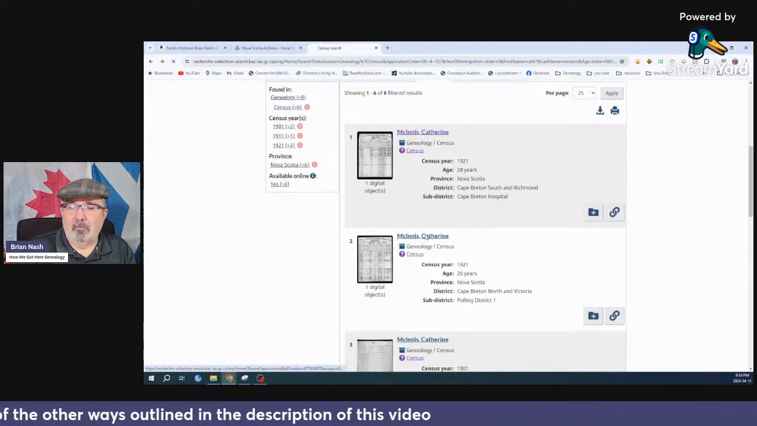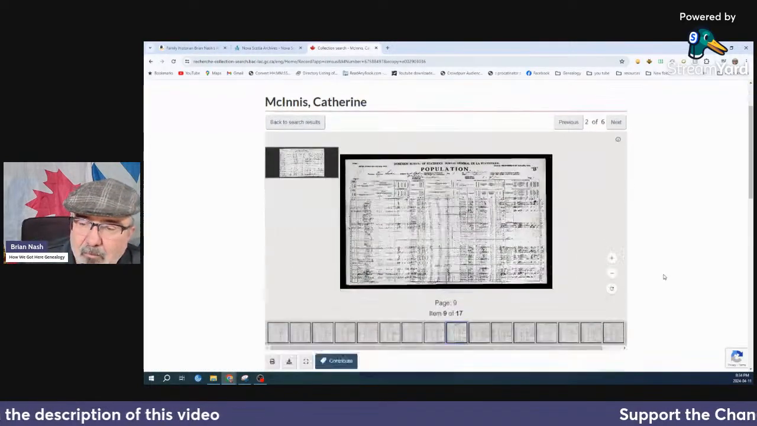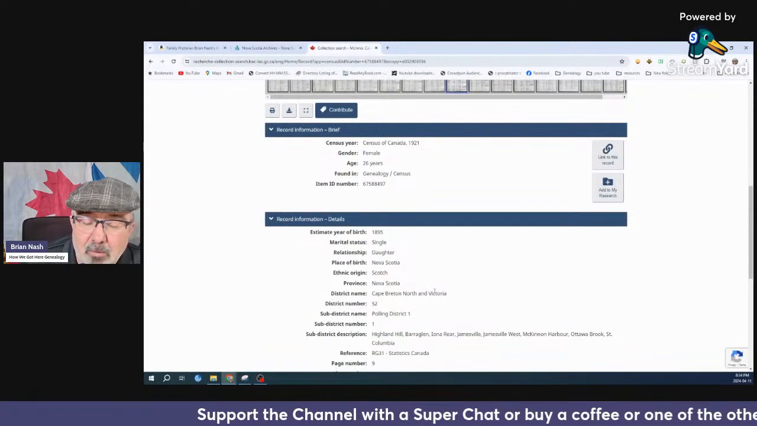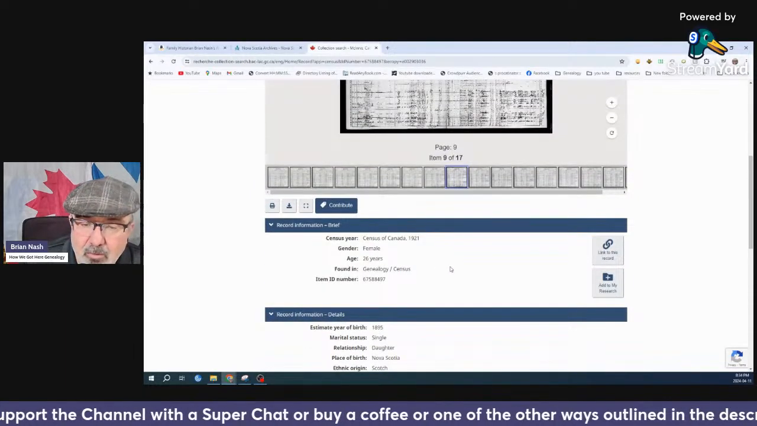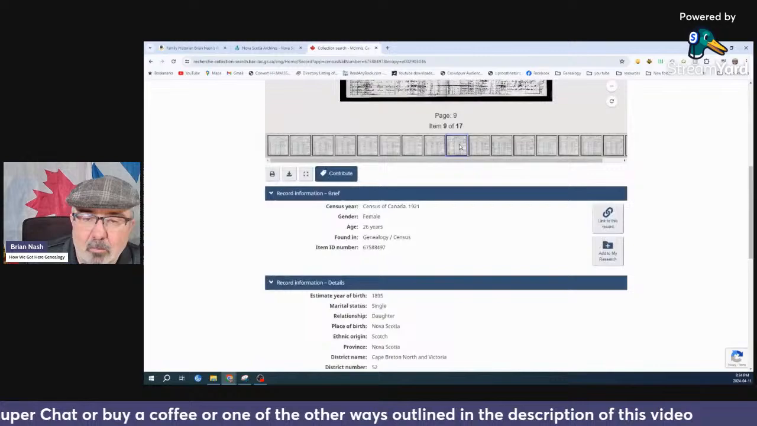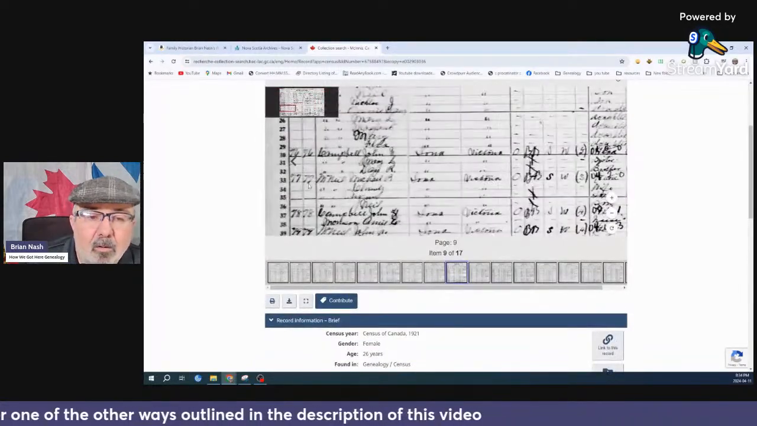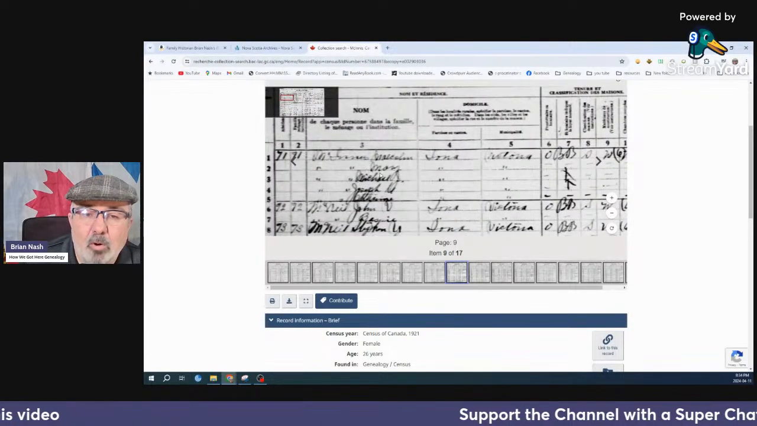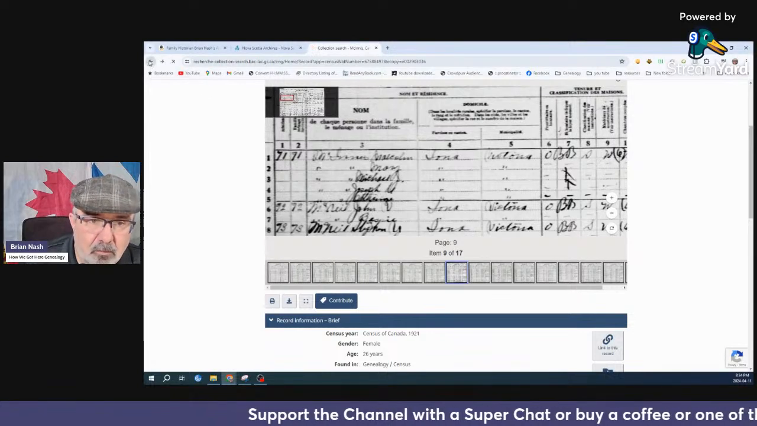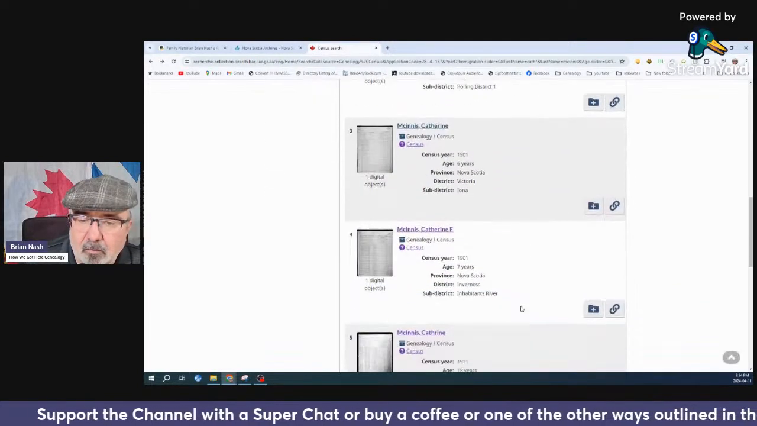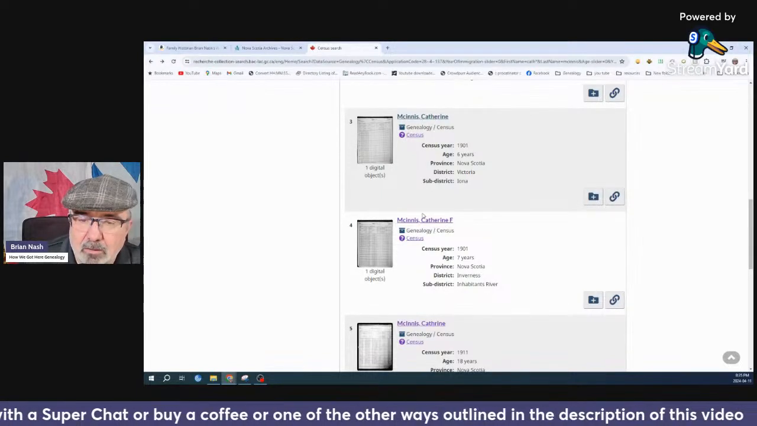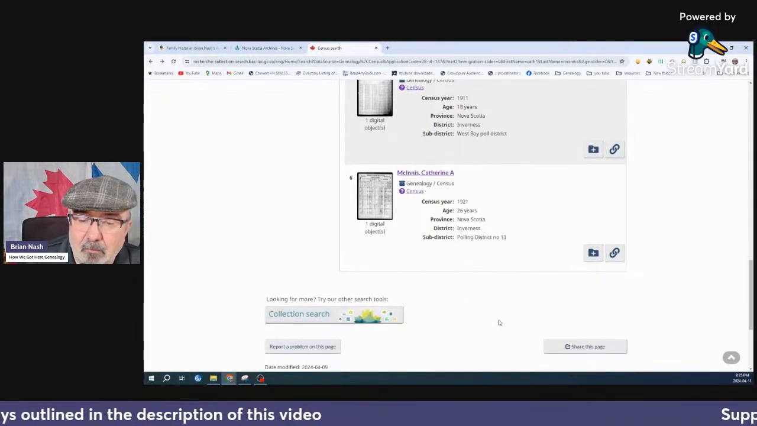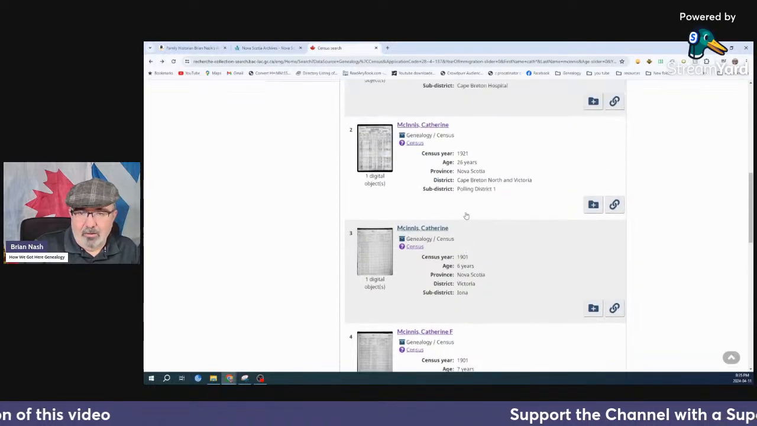Let's look at this one. So she's a daughter. We're in Cape Breton North and Victoria. Now, again, I don't expect this to be her. We're looking at family 71. So we have Malcolm and Mary as parents. So we're not finding her there. It says Catherine F., which I know is the correct one in 1901.